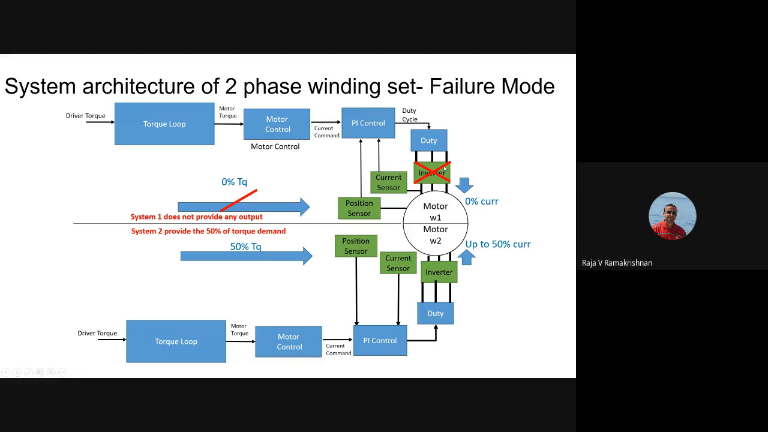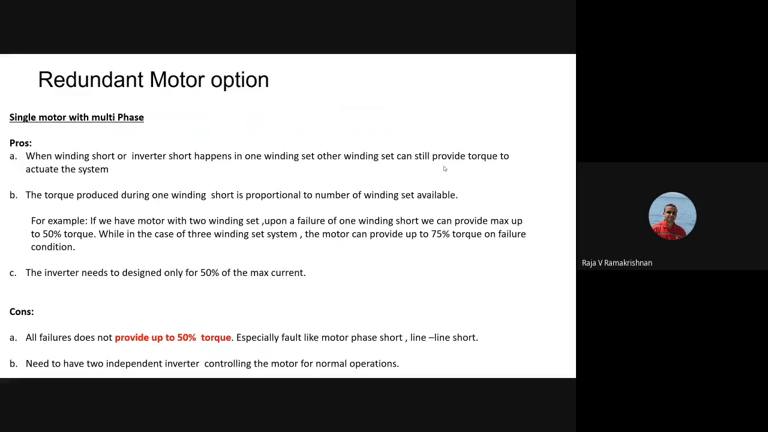Thereby, each one is only defined for, say, 25% or something like that if you have 4. So those kinds of architecture are possible with such design. The inverter needs to be designed only for a 50% max current if it's 2 winding set.